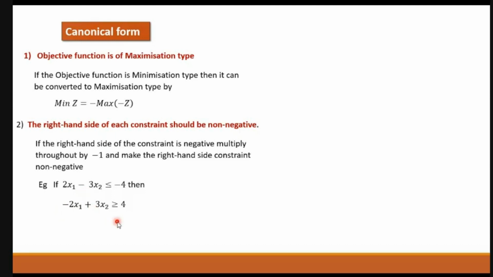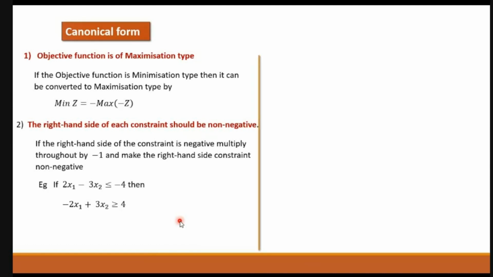So the first condition is that the objective function, meaning equation 1, should be maximization. If it is not maximization, then you can convert that minimization to minus maximization of minus z. Right hand side has to be non-negative. If it is negative, then multiply throughout by minus sign, change the inequality and make the right hand side positive.